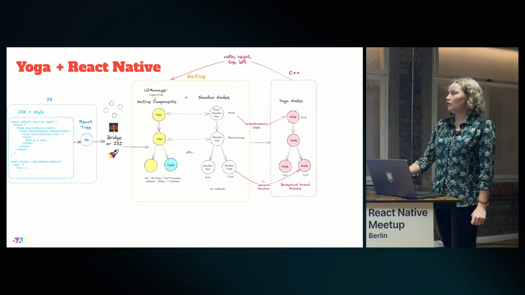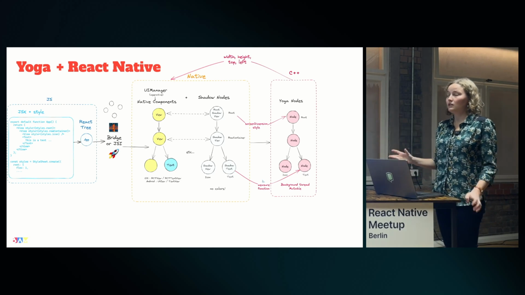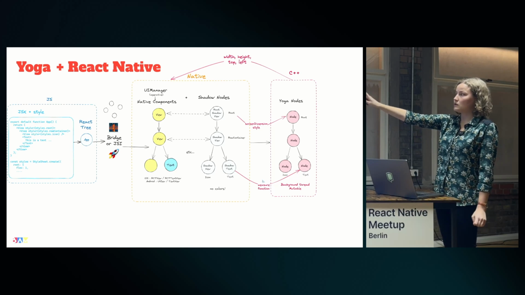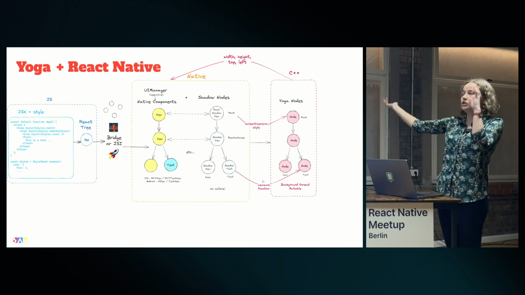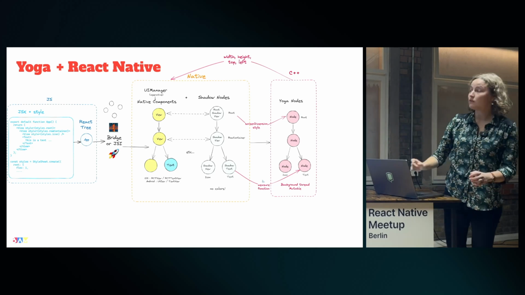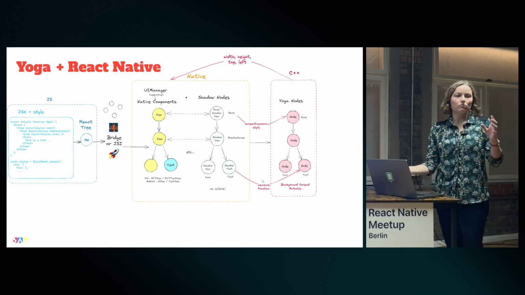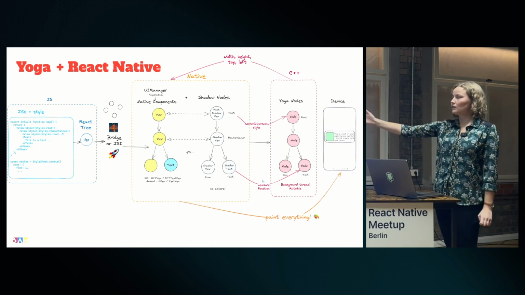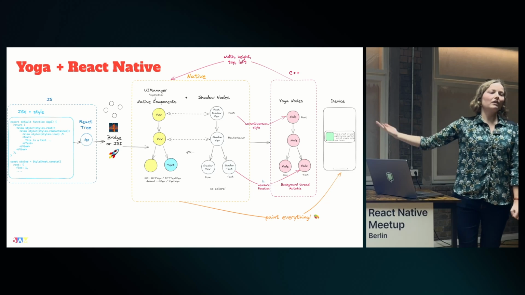But all the Yoga nodes live on the C++ side, on the background thread. So this is where Yoga runs and generates all the width, height, top, left for everything on screen. It gives it back to the native side. The native side adds the color, the border styles, everything. And we have everything appearing on screen.